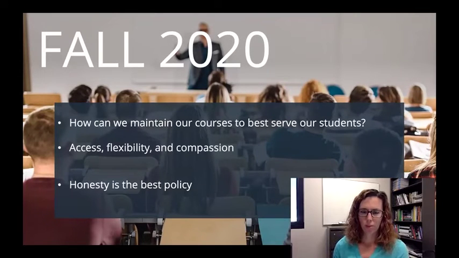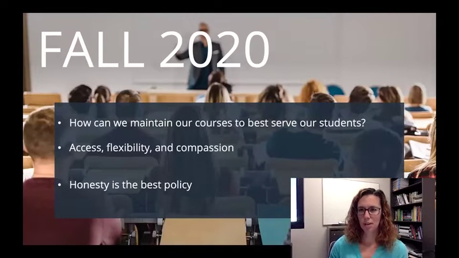So when we approached fall 2020, I've been collaborating very closely with my other colleague who's also teaching 101, and we're hoping to obviously maintain our courses in the best way possible to serve our students, right? So the three things that we kind of came up with as guiding principles were access, flexibility, and compassion. Everyone could use a little compassion right now, right?